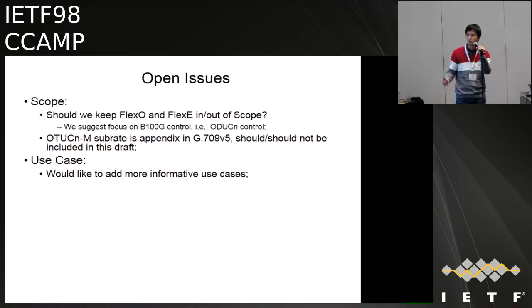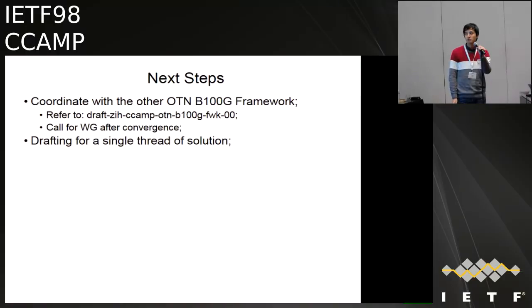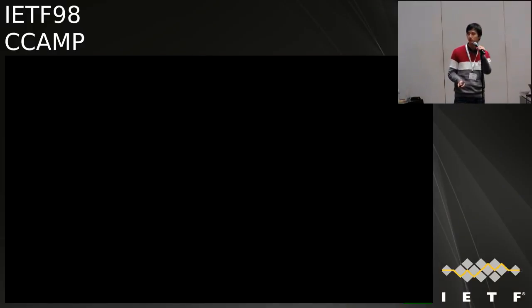And for the use case, we will try to add more informative use cases according to the decision of the previous scope discussion. There is other work just presented by Iftikhar, and we are trying to coordinate and work together with the other draft and try to converge as soon as possible. After that, we are going to ask for WG adoption, and we can then draft a single thread of solution rather than competition. So that is all of the presentation. Comments?